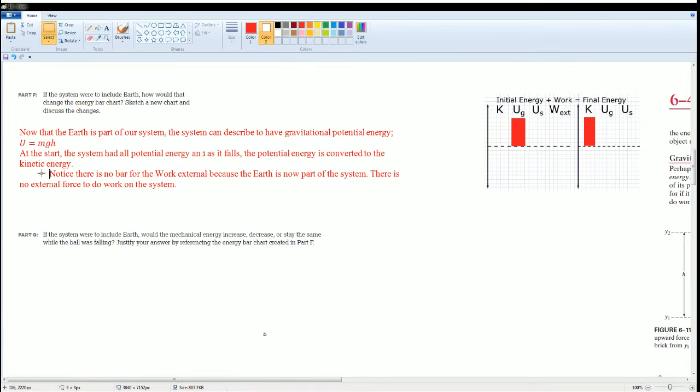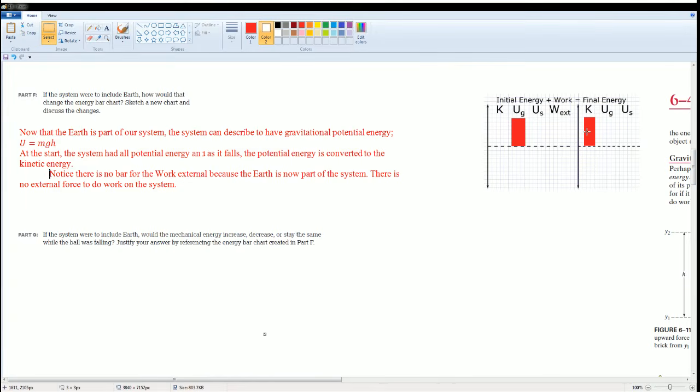I wrote for the answer. Now that the Earth is part of the system, we can include the potential energy, which the system can now describe to have gravitational potential energy, which is U equals mgh. At the start, the system had all gravitational potential energy, and as it falls, the potential energy is converted to the kinetic energy. All the potential here is converted to the kinetic energy there.